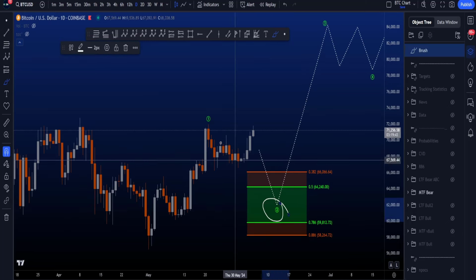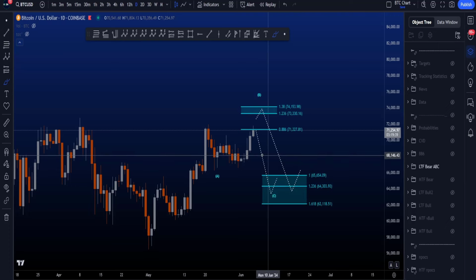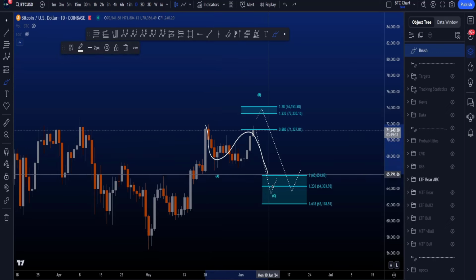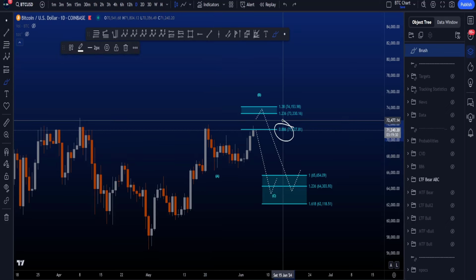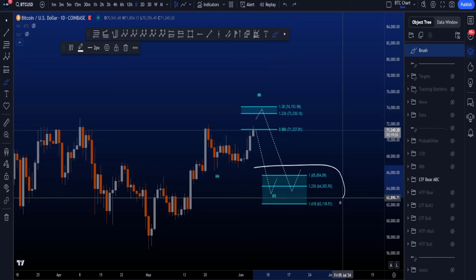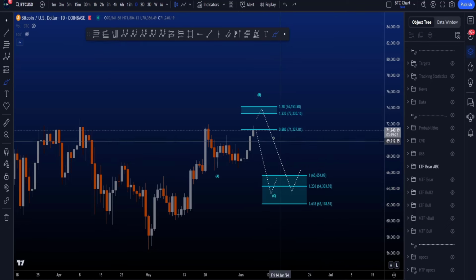Inside wave 2, we then look for a 3-wave corrective structure to the downside, either in a zigzag or a flat. As long as price does not take 72k, there is the potential for a zigzag in a wave A, B, C, as the 0.886 is a common target for a wave B. The most common target for your wave C is between 65.7k and 62.1k.